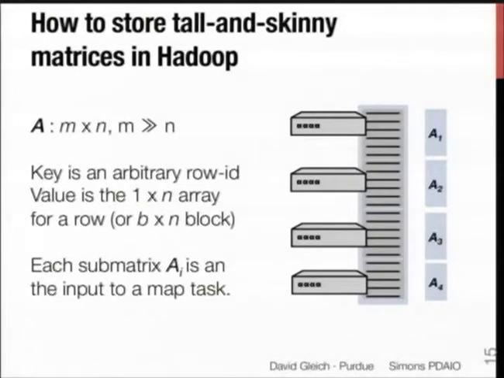What Hadoop, or what a MapReduce system, does is break it up into all sorts of different blocks. So effectively what we're doing is taking our matrix and computing some type of row partition of it. This is all done by the system, although we might actually store B by n blocks, where B is something not too big, maybe up to n. So then every matrix A_i is going to be an input to a map task.